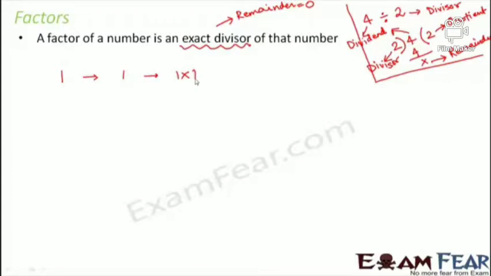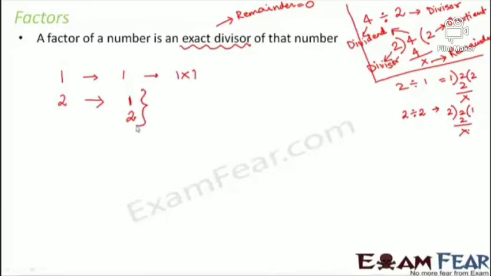Now let us consider the next number, that is 2. What about 2? Now for 2, 1 is an exact divisor, because if you divide 2 by 1, like 2 divided by 1 would be something like this. So 1 2s are 2. So the remainder is 0. So 1 is an exact divisor. 2 is also an exact divisor, because if you do 2 divided by 2, what do you get? This is how you do it. So 2 1s are 2. So here also this is an exact divisor. So basically 1 and 2 are factors of 2.